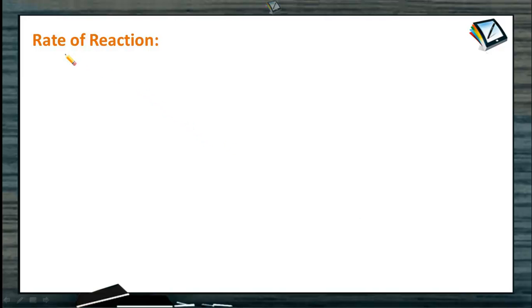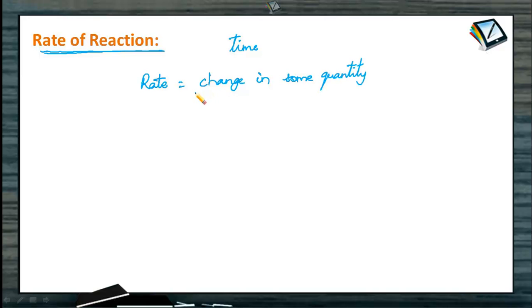Now let's understand rate of reaction. This is a very common word which we use throughout the entire chapter. We are familiar with processes in which something changes with time, isn't it? So rate is usually expressed as the ratio of the amount of change in some quantity to the time required to produce that change. Mathematically, we can write: rate is equal to change in some quantity upon time taken for that change.